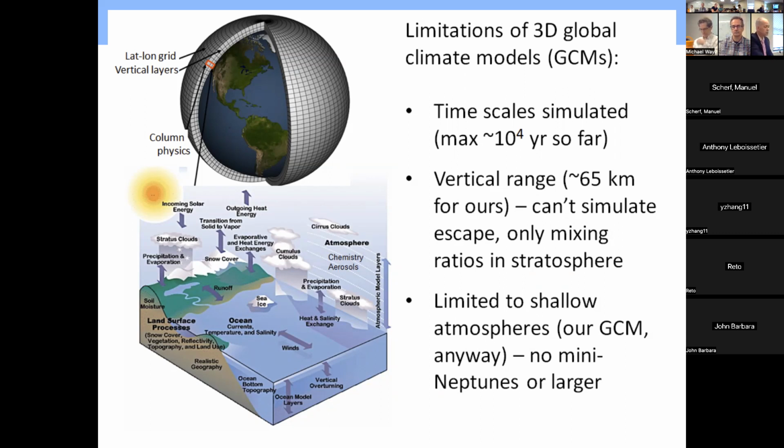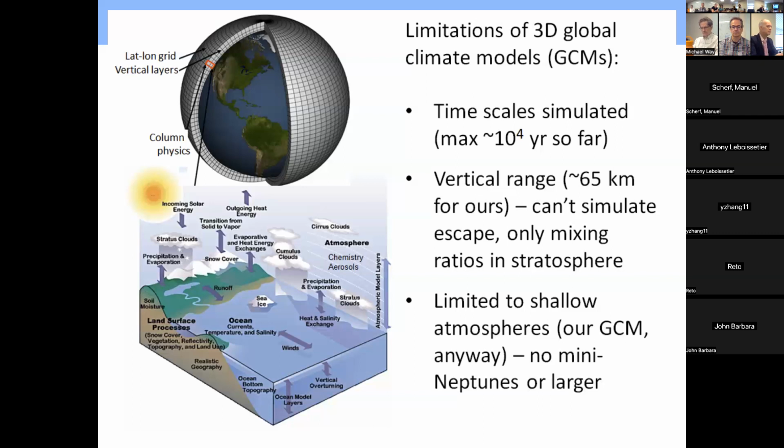One thing that people should always remember is that the timescales that you simulate with these GCMs are quite short, at least if you're a geologist. We're talking about maximum 10 to the 4th year type things. I think the longest simulations we've done is about 10,000 Earth years, I would say. And you can see the vertical range, at least if you run an Earth type model, is about 65 kilometers.